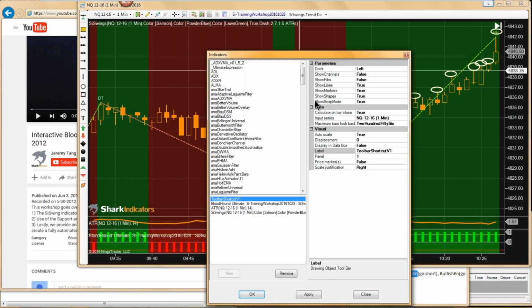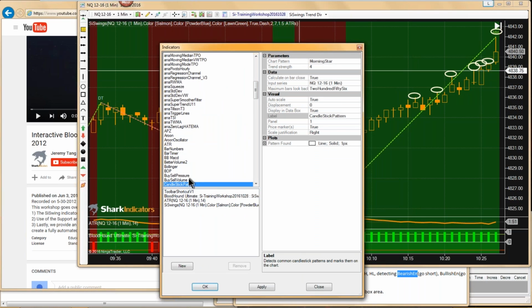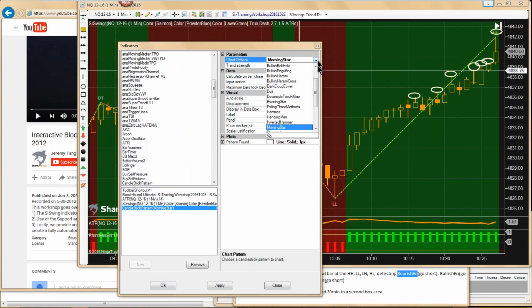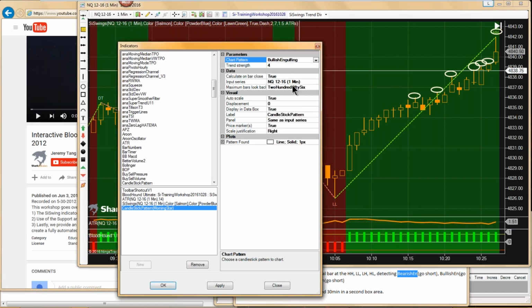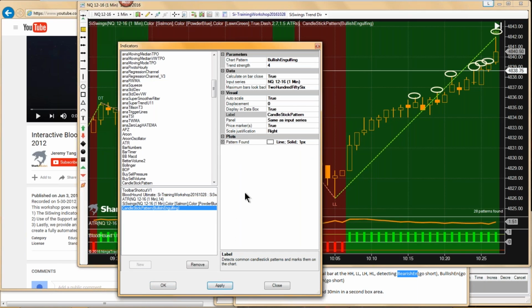All right, so let's pull up the candlestick pattern indicator, and we'll look at the bearish engulfing first. There we go. And I guess we'll leave the strength at 4. We'll add that to the chart. And let's add another 3 candlestick indicators.